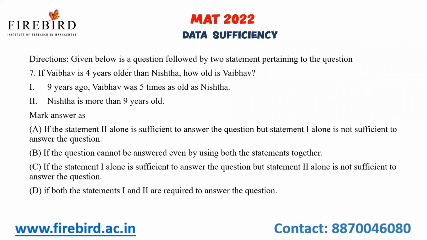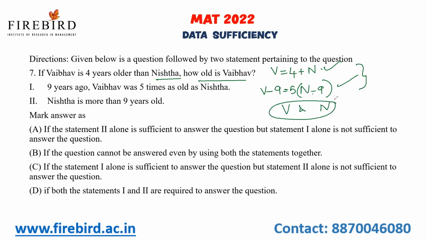Now, see here, if Vaibhav is 4 years older than Nishta, how old is Vaibhav? Vaibhav is 4 years older than Nishta. They're asking what is the age of Vaibhav. So 9 years ago, let us take Vaibhav and Nishta's present ages as V and N. 9 years ago, Vaibhav's age will decrease by 9 and Nishta's age will also decrease by 9. Vaibhav was 5 times as old as Nishta. So you got 2 equations. With these 2 equations, you can solve and find the values of V and N, right? V and N are nothing but Vaibhav and Nishta's ages.